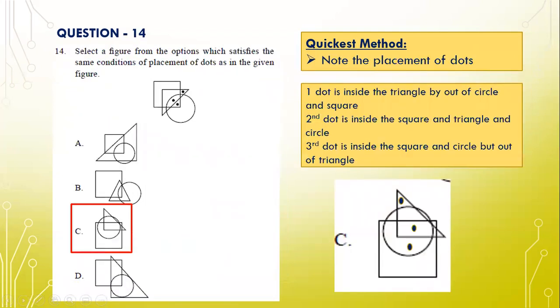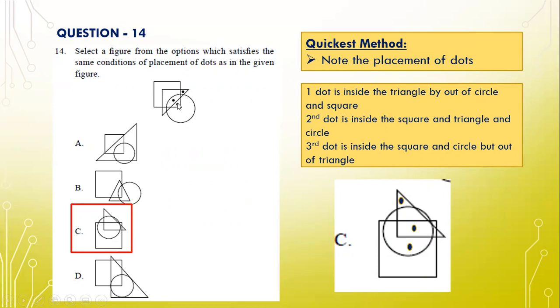Select a figure from the options which satisfies the same condition of placement of dots as in the given figure. So what is the placement of the dots? The first dot is inside the triangle but out of the circle and square. The second dot is inside the circle, inside the square, and inside the triangle.